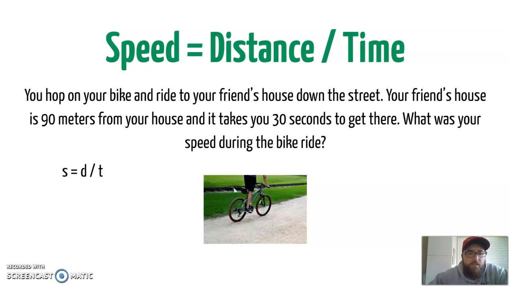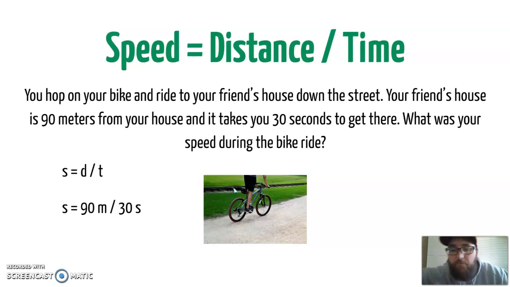And then we're going to plug in some values here. So for distance, you'll notice that you see two numbers in that word problem. We have 90 meters and we have 30 seconds. The distance there is 90 meters and our time is 30 seconds. So we'll plug in those numbers. So S equals 90 meters divided by 30 seconds. Here's where you would pull out your calculator. So if you're like me, you might just be using your phone.